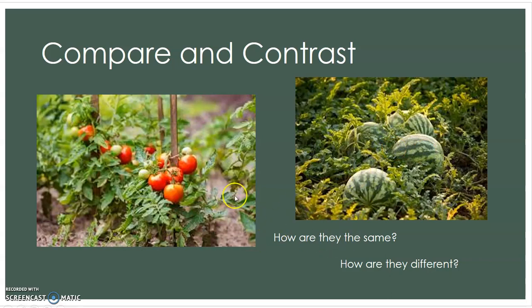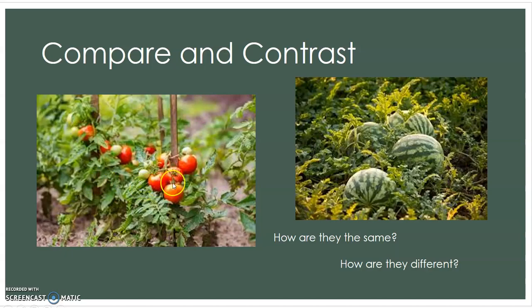So how are they the same? There's several different things that are the same about them. Think about colors you see on the plants. Think about what they're making. I can tell you I see green leaves on both of them. And then I know I can eat what both of them are making. Can you eat a tomato? Yes, you can. Can you eat a watermelon? You sure can. So I can eat what grows on them.